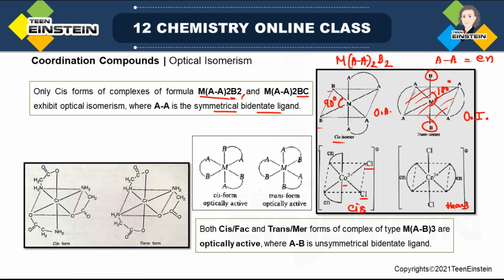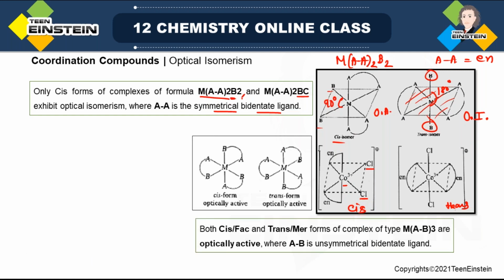Now here, the next type that we are going to discuss is M(AB)3. Now, as you can see, A and B are joined together, that means it is not symmetrical. It is an unsymmetrical bidentate ligand. Okay. And when you have this type of formula, that is three unsymmetrical bidentate ligands attached to the metal, then what are the possibilities that you will now see?